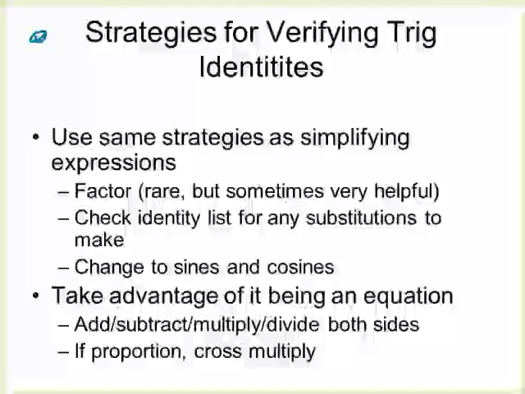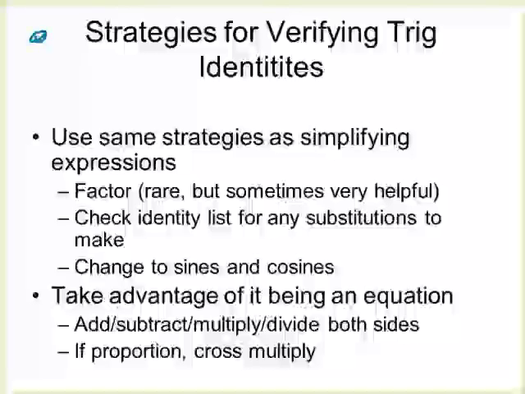We're going to look at verifying trig identities. This will be similar to the problems that we looked at in the last part of this lesson on simplifying. So we're going to use some of the same strategies as we used there. We're going to factor sometimes, but remember we said that one's pretty rare, but it's something to look for. We're going to make substitutions from our identity list. We're going to change into sines and cosines.